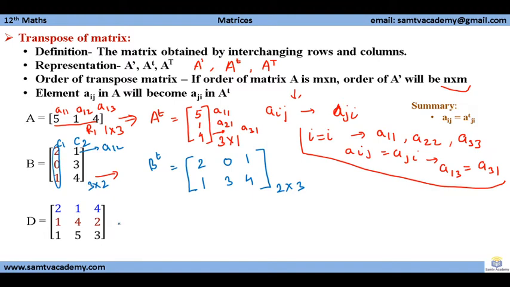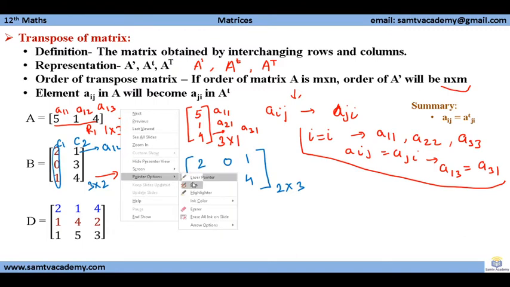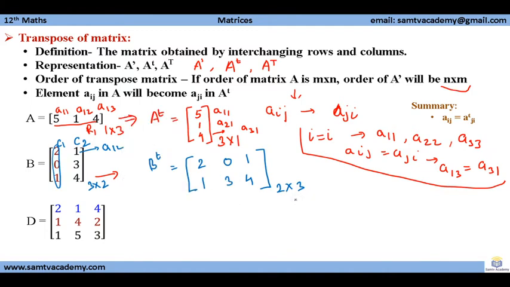Similarly, we will see the next example. Here we will change rows to columns. This is the first row, this is the second row, this is the third row. Here we will represent them as row 1, row 2, row 3. What is the order of this matrix? The order of this matrix is 3 by 3. So what will D transpose be?